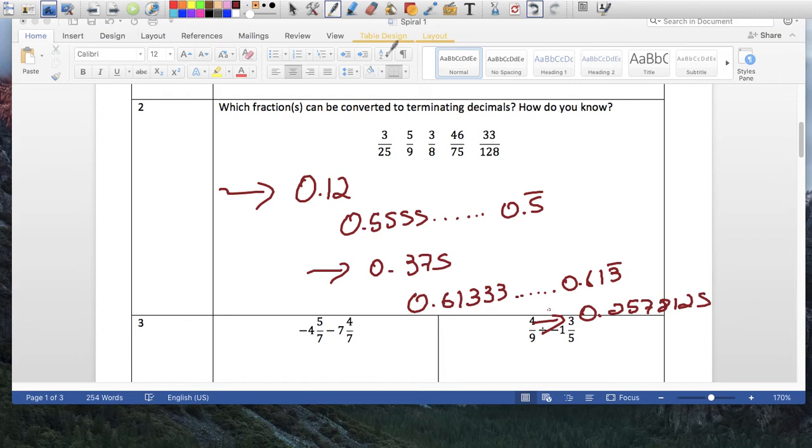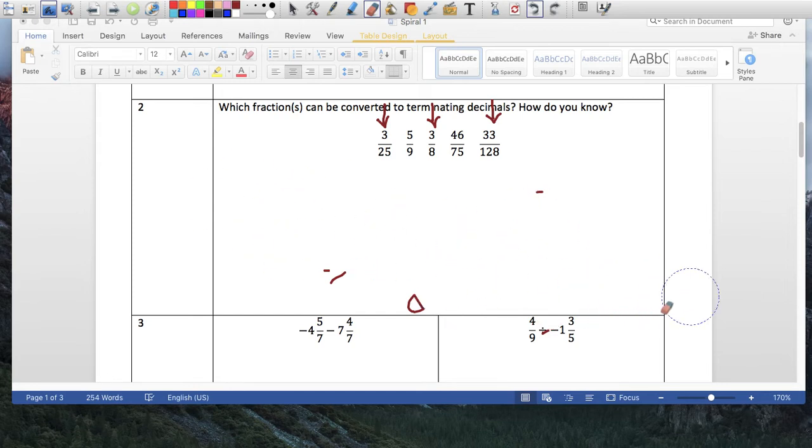How come the first one, third one, and fifth one, why do these three fractions terminate, and don't end up as a decimal that goes on forever and ever? One of the things we discussed earlier is that these three fractions have something in common. If you look at their denominators, if you look at 3 over 25, 25 is made up of what? If you broke up 25 into its product of prime numbers, you can break it up into 5 and 5, right?